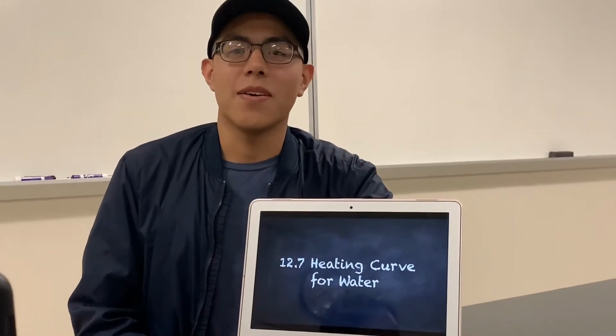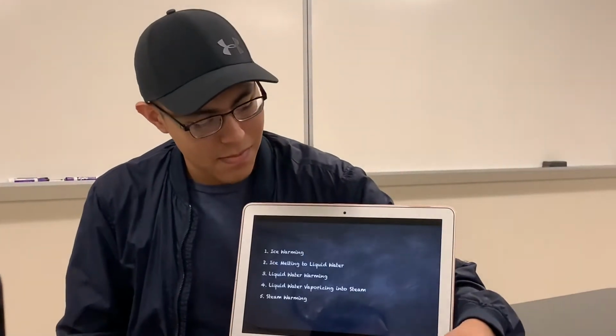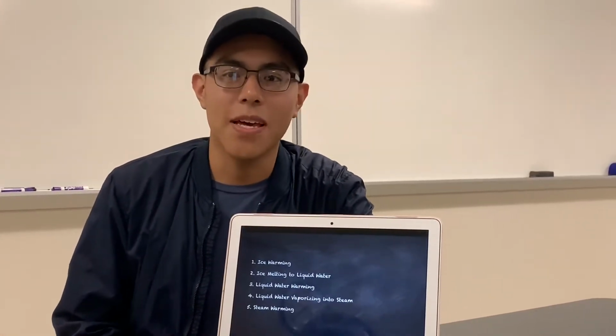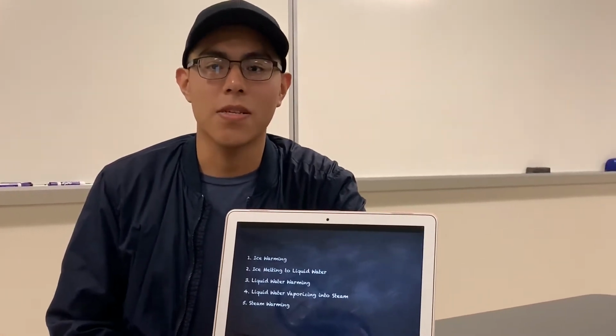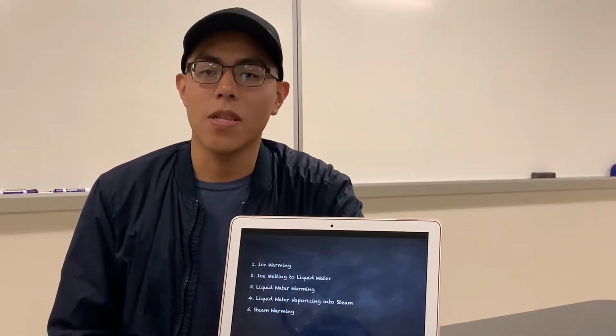In chapter 12.7, we begin to talk about the heating curve for water. There are 5 segments in the transition of ice, liquid, and gas. First, ice begins to warm up with no phase transition until it reaches its melting point. It then begins to transition into a liquid.